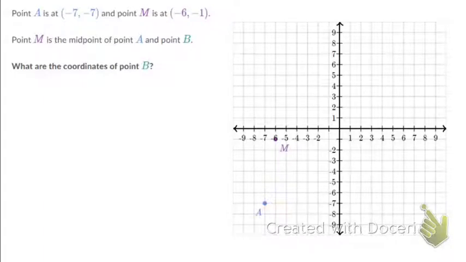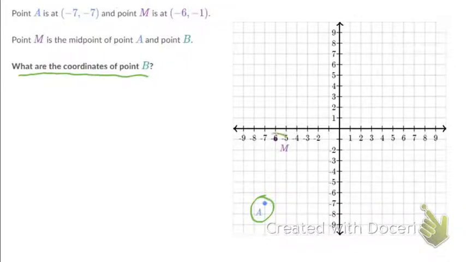All right, here's another type of question that you're going to be presented with that you can solve using the midpoint formula. This one is telling us that point M is the midpoint, is the middle of point A and B. It's showing us where point A is, it's right here, but it's not showing us where point B is. It's asking, where is point B?